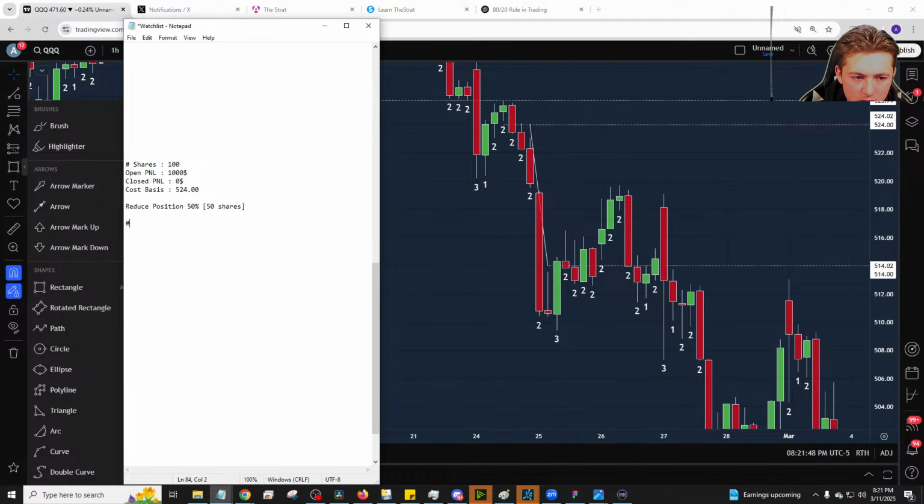We now have 50 shares left, short. We have an open P&L of $500. We have a closed P&L of $500. We have a cost basis that is now 534. And this right here is what we are really needing to focus on. Your cost basis changes when you reduce your position. In this case, it goes up $10 if you reduce your position by half.